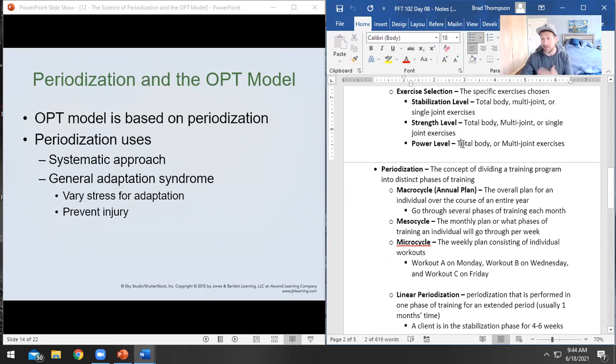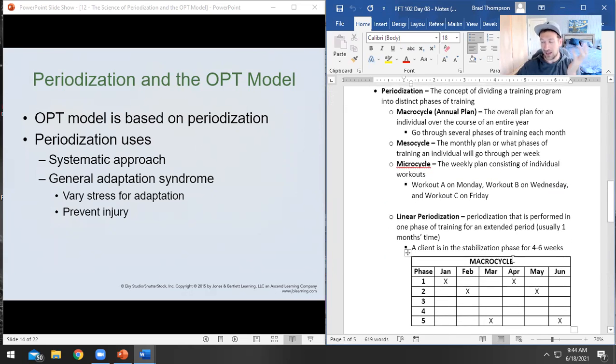So you've got total body like the clean and jerk, and then you've got multi-joint like a medicine ball chest pass, right? Shoulders, elbows, all of it simultaneously. So that is our power level, right?